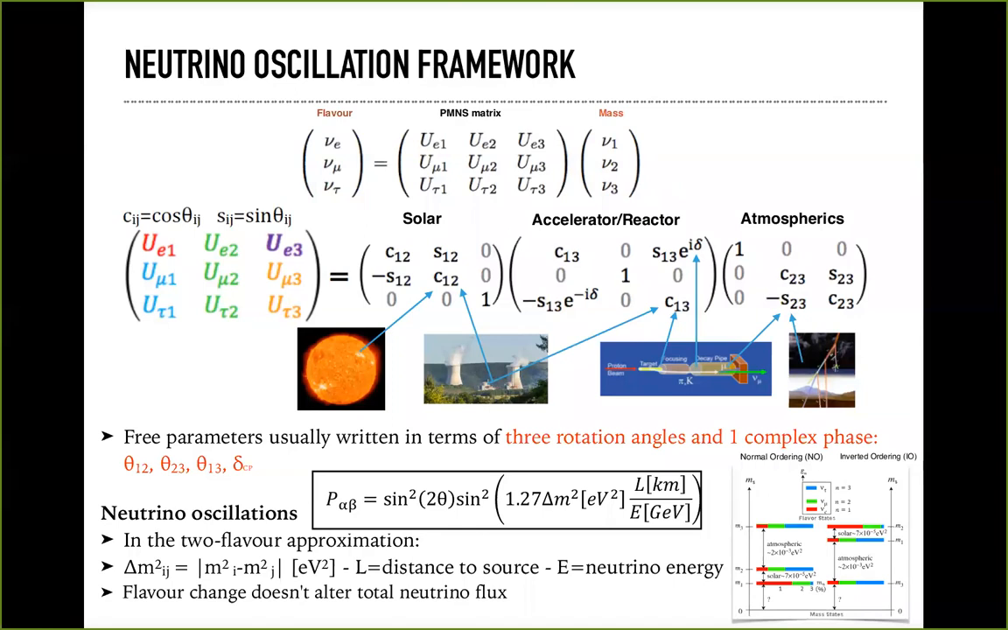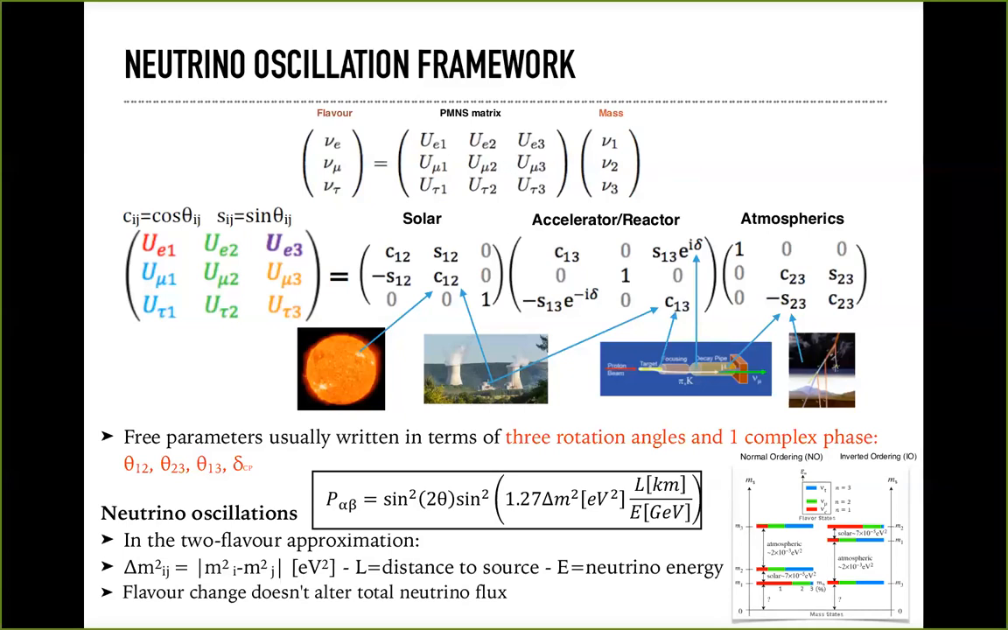So since this is a unitary matrix, we do have again just 3 real parameters that are 3 rotation angles and 1 complex phase. The convention is that they are called theta 12, 23, and 13 for the 3 real parameters, and delta CP, so the CP violating parameter, for the phase.